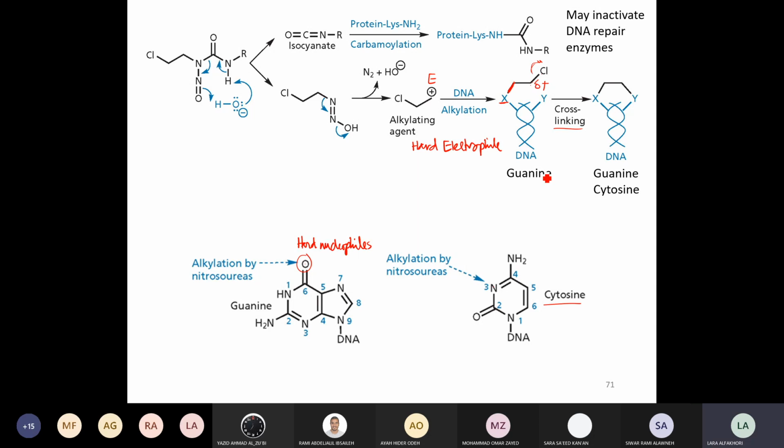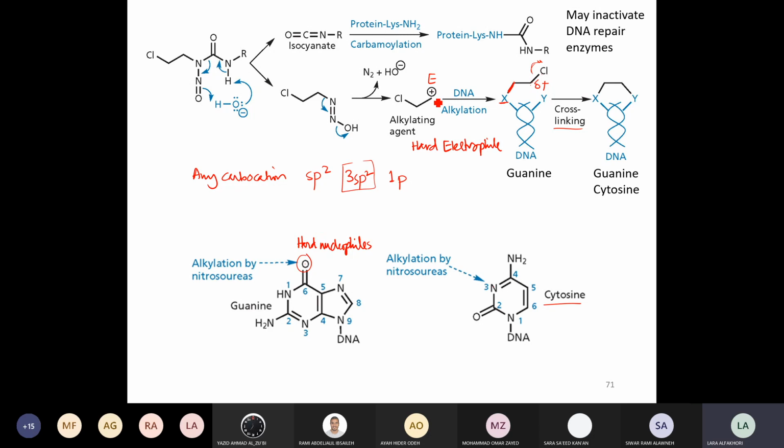Any questions so far about the nitrosoureas? Doctor, please go ahead. For the carbon that has the positive charge, I didn't understand why it is sp2 hybridized. For all carbocations, any carbon with a positive charge has sp2 hybridization. It has 3 sp2 hybrid orbitals and 1 p orbital. It has 3 attachments, and those 3 attachments overlap with the sp2 hybridized orbitals, and the p orbital is empty.